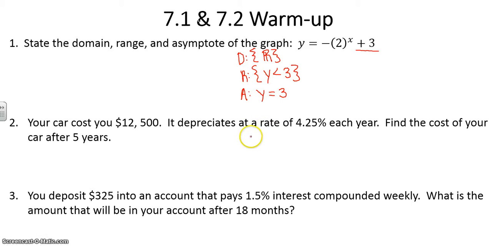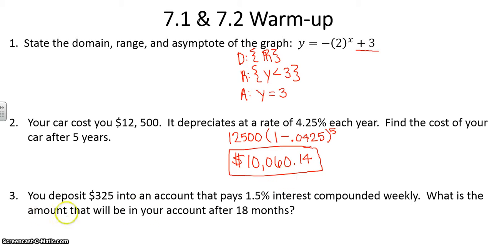Okay, on number 2, this is what we did on day 2 notes. This is depreciation, so you're going to use decay. So the starting amount, 12,500, times 1 minus this percent as a decimal, so 0.0425, all raised to t, which is your time in years, and in this case it's 5. So that's how you show your work for this, and they'll ask you to show your work on the quiz and the tests. So then if you type this in correctly, then your answer should come out to be this. $10,060.14.